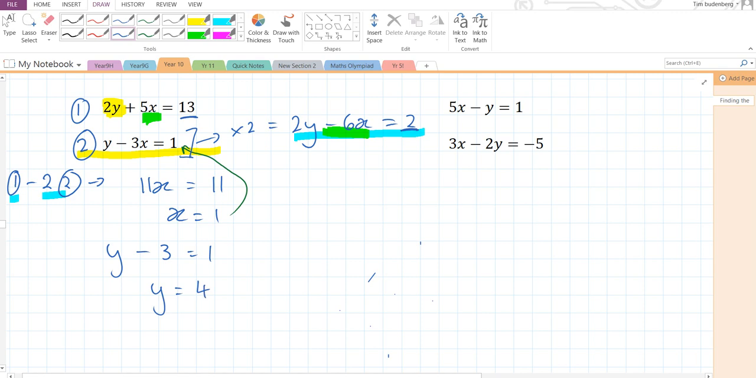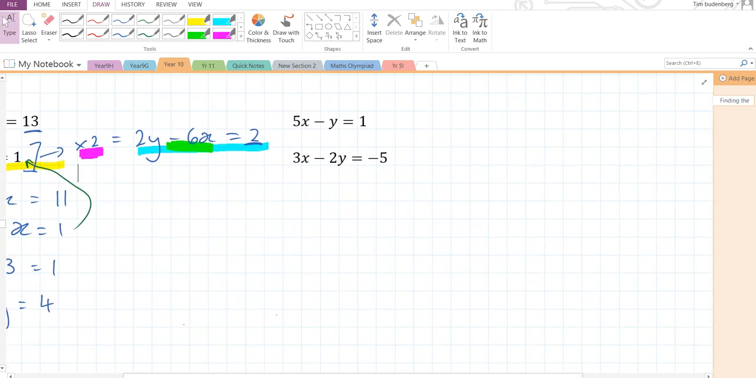Y is equal to 4. Okay, so we're doing the same process as before. We are either adding two equations together or subtracting one from the other. In our case, we subtracted one from the other in order to eliminate a variable. The only trick here was that we had to multiply one of the equations by 2 first to get it into a good place for us to carry out the subtraction.